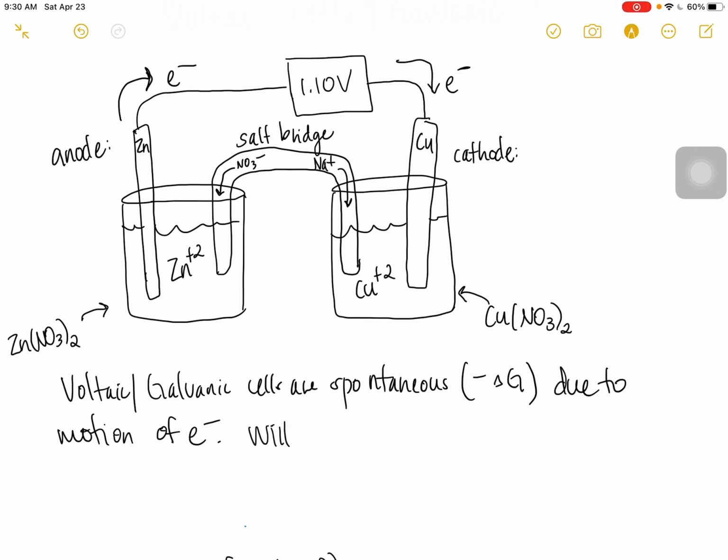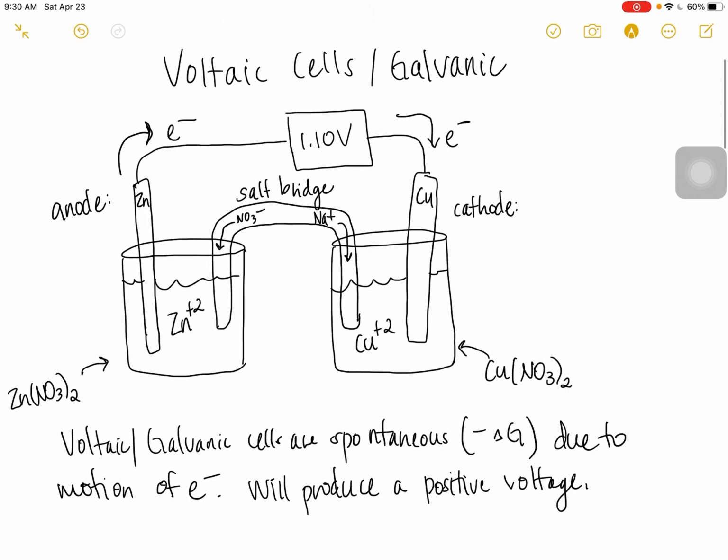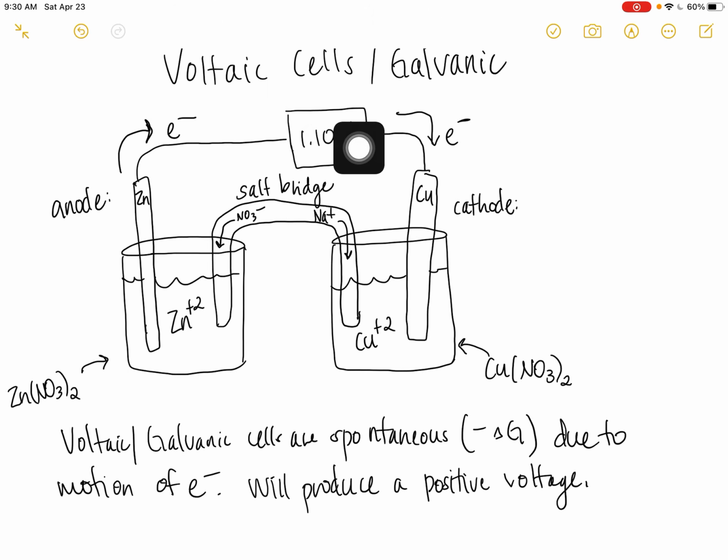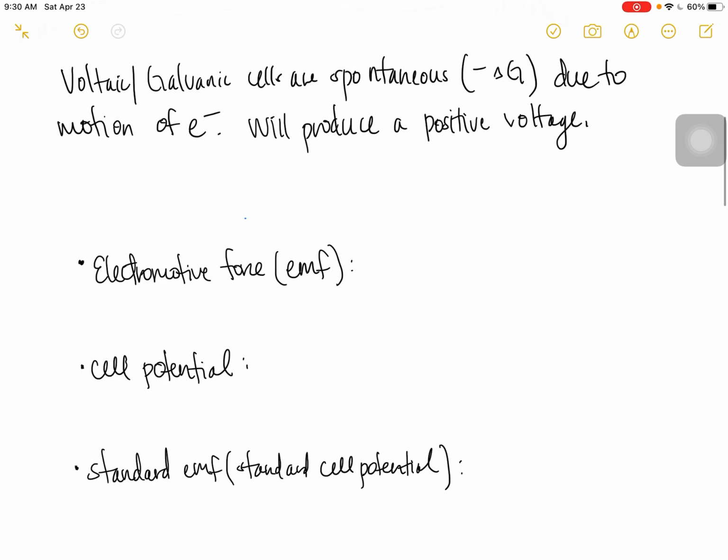We also know that galvanic or voltaic cells are going to produce a voltage. So notice that in my picture, this voltaic cell produced a voltage of 1.1 volts. Okay, it's a positive number. That means that this reaction is spontaneous, and we're going to make that connection at the end of this lesson. Okay, so why do these things work? The driving force is the movement of electrons, the oxidation of one thing, the reduction of another.